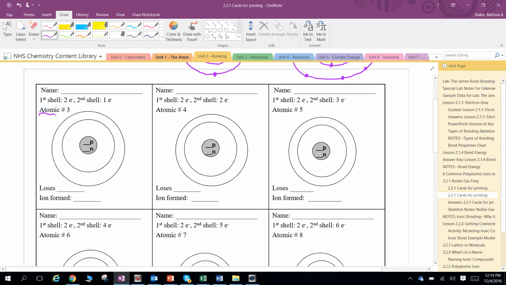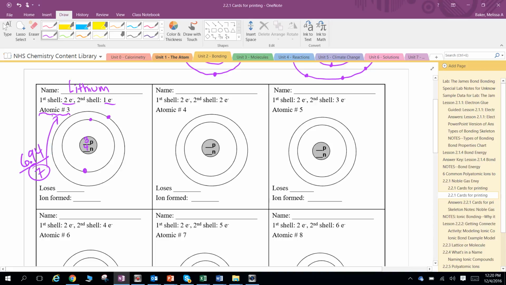So for this first one, it says atomic number 3. That is lithium. And it specifies that there are 2 electrons in the first shell, and there's 1 electron in its outermost shell. Lithium's got 3 protons and 4 neutrons. I'm getting the number of neutrons because I'm looking at the average atomic mass, and I'm rounding it to the nearest whole number and subtracting off the atomic number.